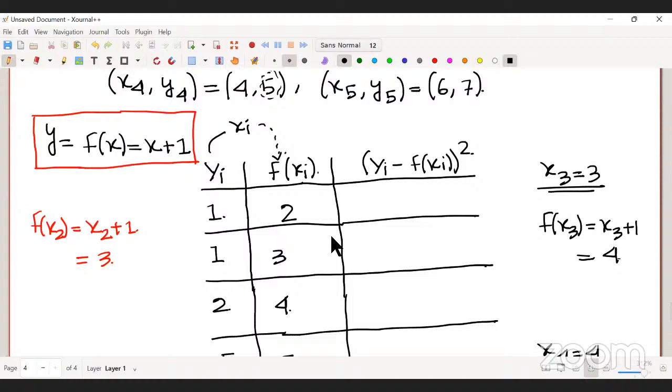Next I need to compute yi minus f of xi, whole square.